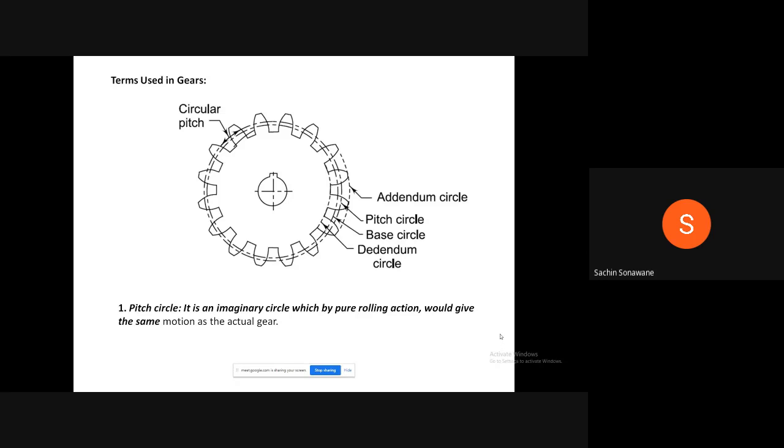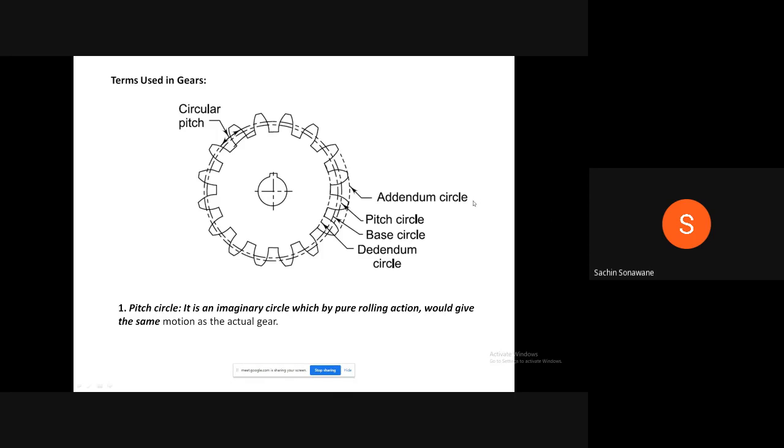Up till now, we have seen classification of gears. Now, we will start another basic point, that is terms used in gears.